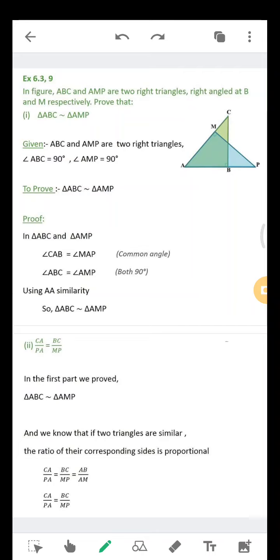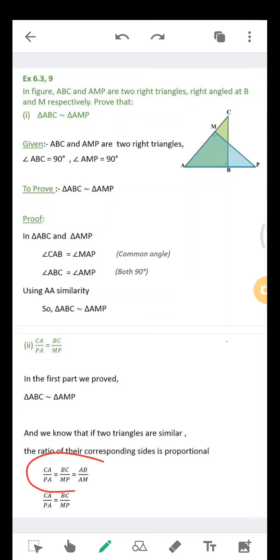You can write the first two letters AB by AM, you can see here, equal to, any order, you can go in any order, that doesn't matter. AB by AM, then second BC by MP, then last is AC by AP or CA by PA. So this is the way we write corresponding sides in the same ratio.